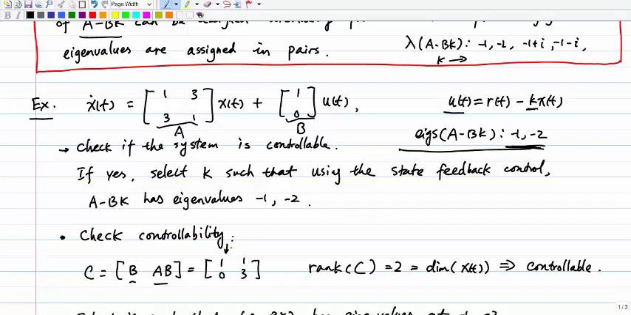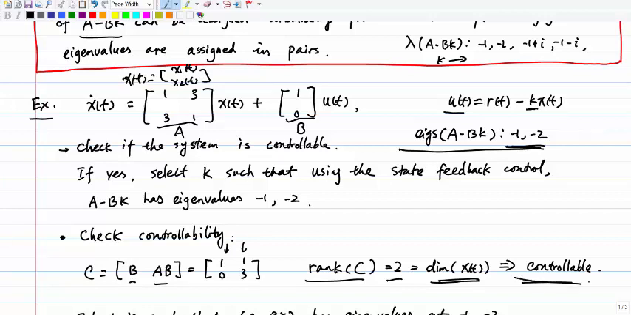So here the columns are independent, so the rank of C is equal to 2, which is the dimension of xt, because the dimension of xt is here. The dimension of xt is basically x1t, x2t, right? Which means it is controllable.